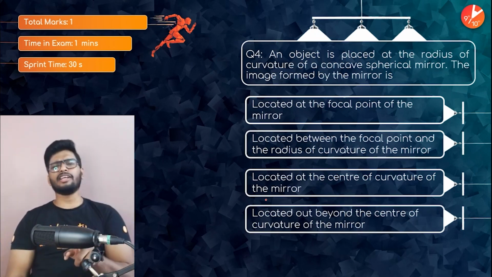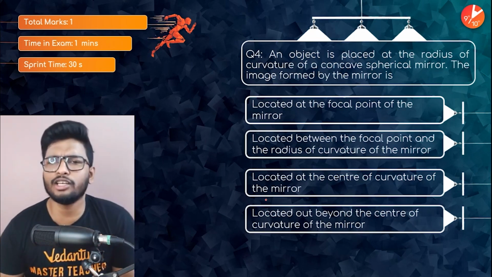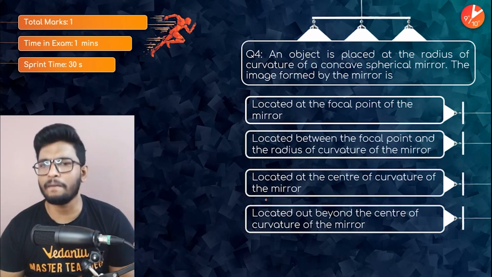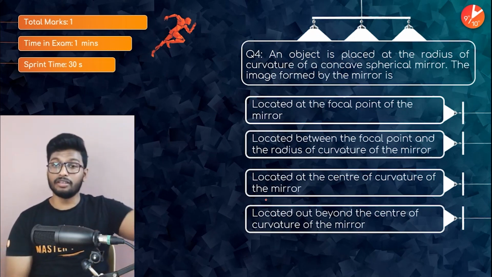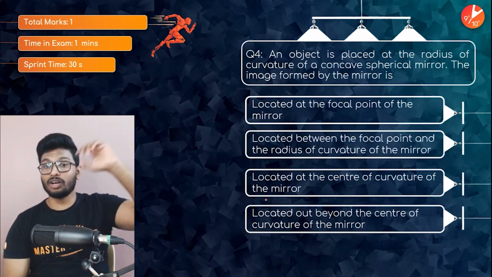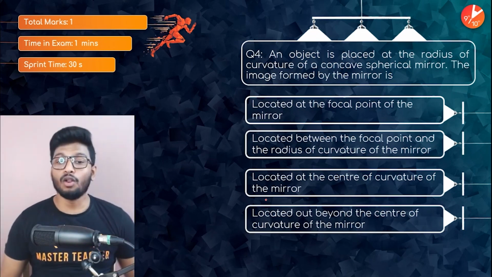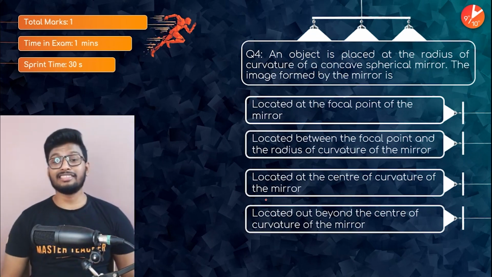Again, 1 minute in your examination, 30 seconds in Sprint X. Here we go. An object is placed at the radius of curvature of a concave spherical mirror. The image formed by the mirror is located at the focal length of the mirror, located between the focal point and the radius of curvature of the mirror, located at the center of curvature of the mirror, or located beyond the center of curvature of the mirror.